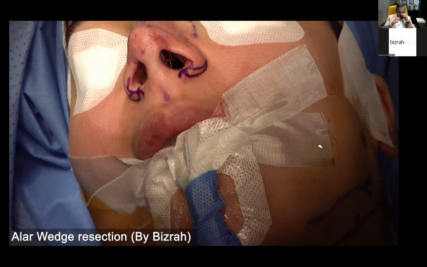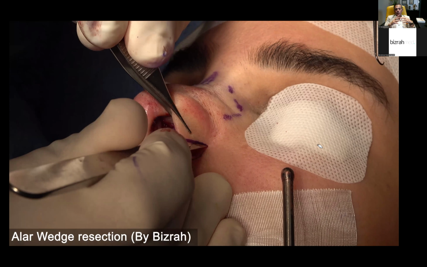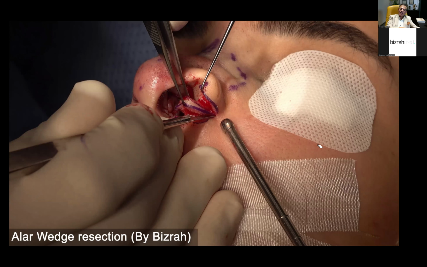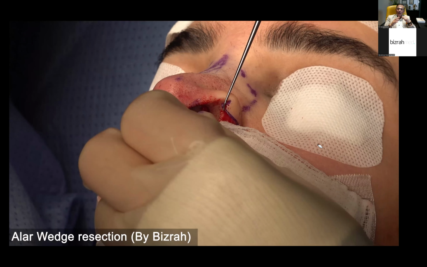And now we are doing the alar wedge resection. This is my technique again. It's called the finger technique. You don't need to take any measurement, because when you take measurement, most people have asymmetrical nostrils. So when you take measurement, you are just moving the asymmetry from asymmetry to asymmetry. So if you have watched me doing this, you know how I do it.